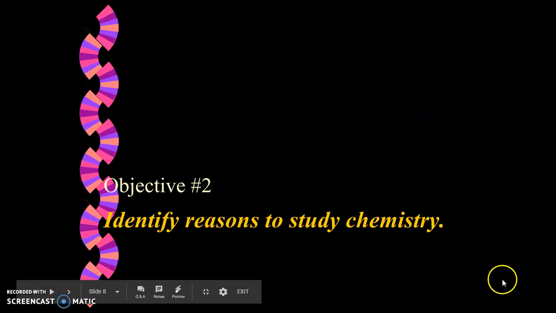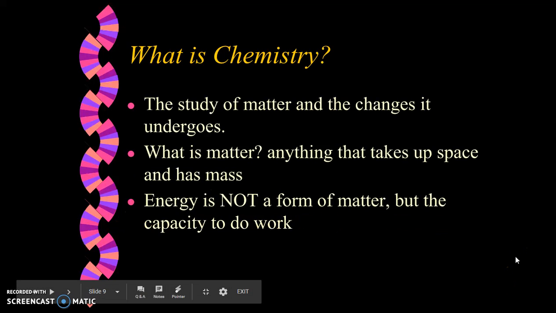All right, objective number 2, identify reasons to study chemistry. So what is chemistry? It's the study of matter and the changes that it undergoes. So what the heck is matter? Well, that's anything that takes up space and has mass. Energy is not a form of matter because energy does not take up space. It does not have mass.